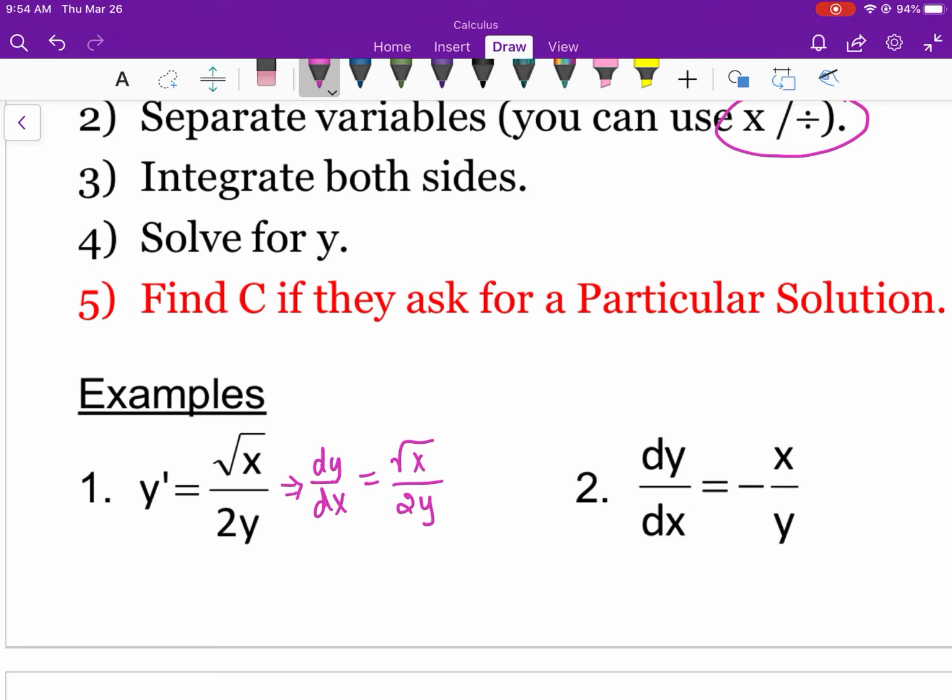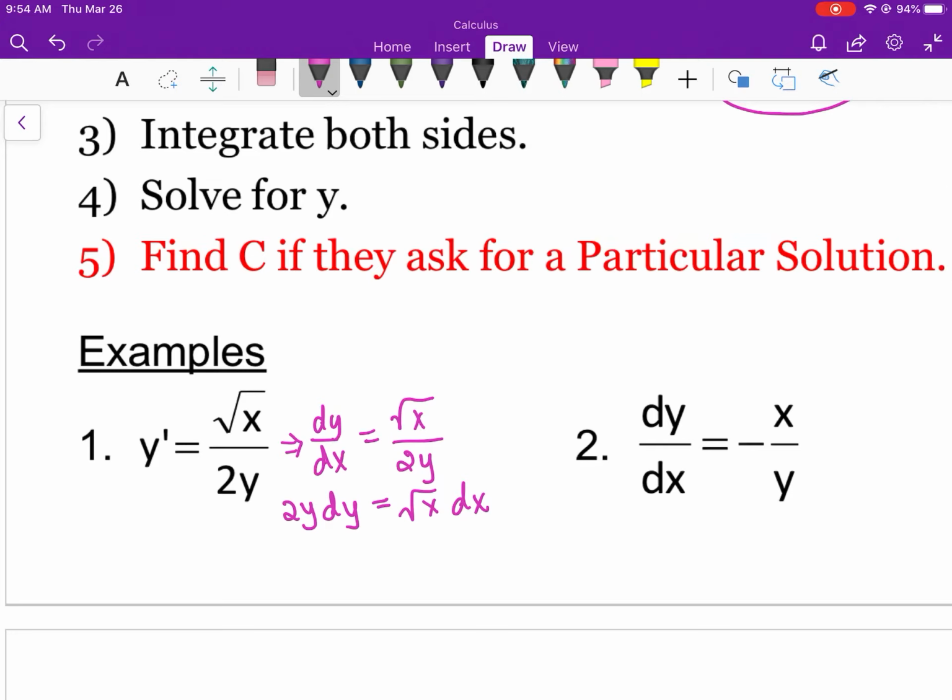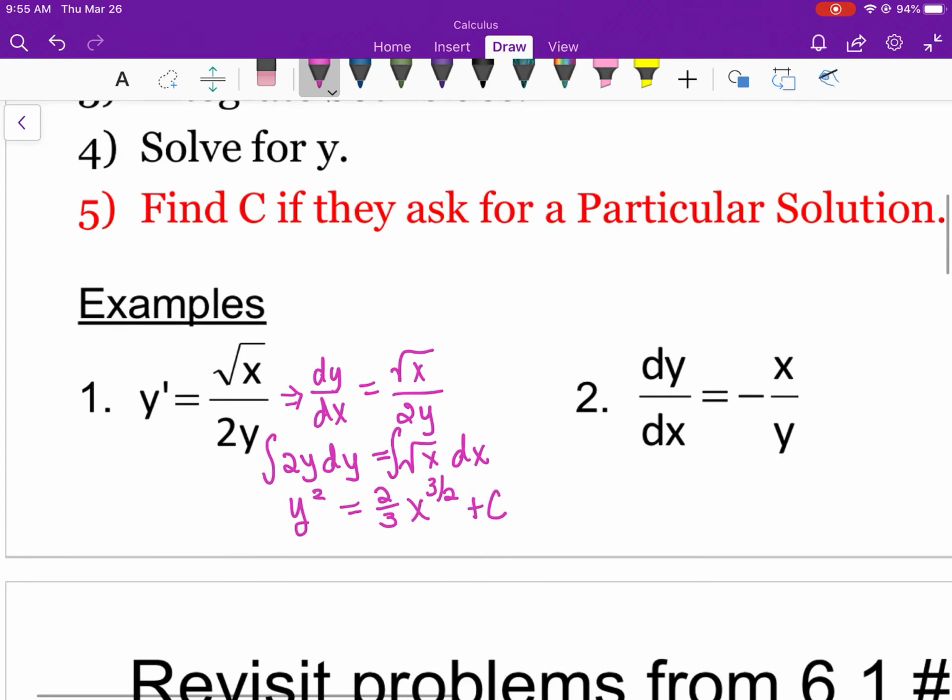So I'm going to start by multiplying both sides by 2y. And then multiply both sides by d of x, or dx. Okay, so we're good there. I can now integrate both sides. All right, if I integrate 2y, I get y squared. And then I'm going to integrate x to the 1/2, so 2/3 x to the 3/2 plus c. And there you go.